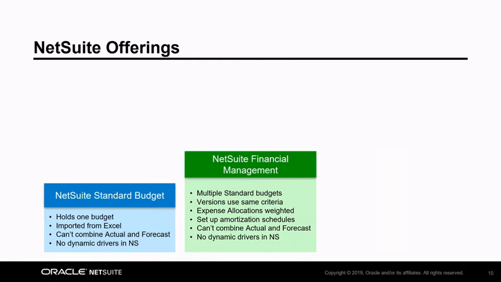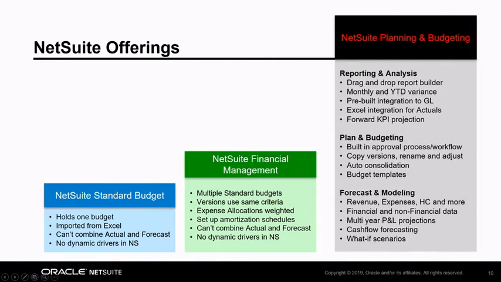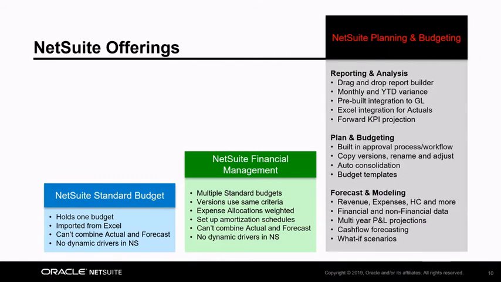You can have advanced financials or financial management, which lets you have multiple versions of that budget. And potentially you can allocate out some expenses, but that's pretty much it. Whereas NetSuite planning and budgeting comes with a much wider array of functionalities. It's a full blown planning and budgeting platform. It's not just a data field or a data repository inside of NetSuite. It's a completely separate platform in which you can do driver-based planning, you can do trend-based forecasting, you can do modeling analysis, dashboards, etc.